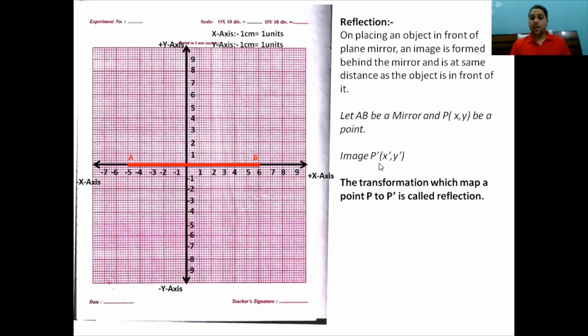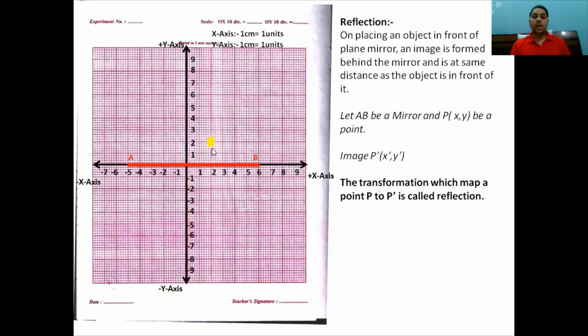When we have an image of this point, their coordinates will change to X dash, Y dash here. So we have a new point P dash, which will be the image. Remember this: the distance of the image from the mirror will be the same as the distance of the object. This transformation which maps a point P to P dash is called reflection.